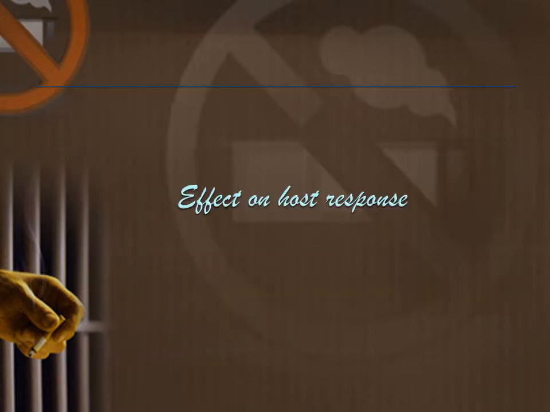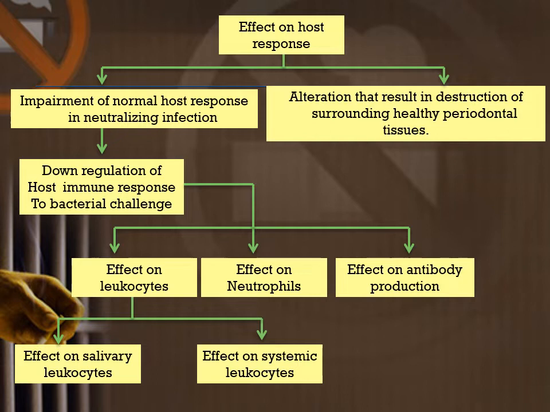Now, the effect on host response. Smoking can cause impairment of normal host response in neutralizing infection, an alteration that results in destruction of surrounding healthy periodontal tissue. The impairment of normal host response in neutralizing infection can cause downregulation of host immune response to bacterial challenge, which may affect leukocytes, neutrophils, and antibody production. In leukocytes, it may affect salivary leukocytes and systemic leukocytes.